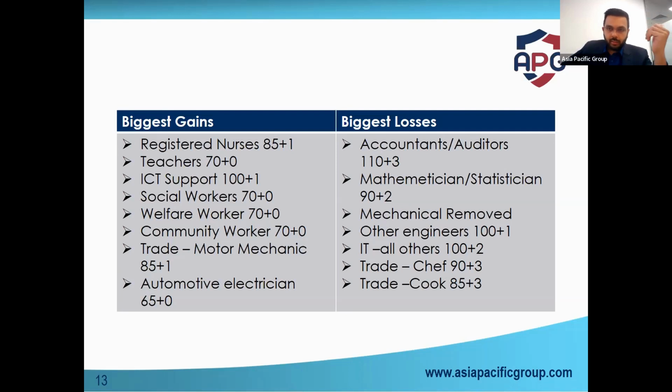Mechanical got removed, as we discussed already. Other engineers, most of them need 100 points with 1 year experience. And IT, most of the other IT other than support engineer need 100 points with 2 years experience. Trade chef has gone to 90 plus 5, and trade cook has got 95 plus 5, 3. So basically, these occupations are going to be tough. Okay, so this is one thing.